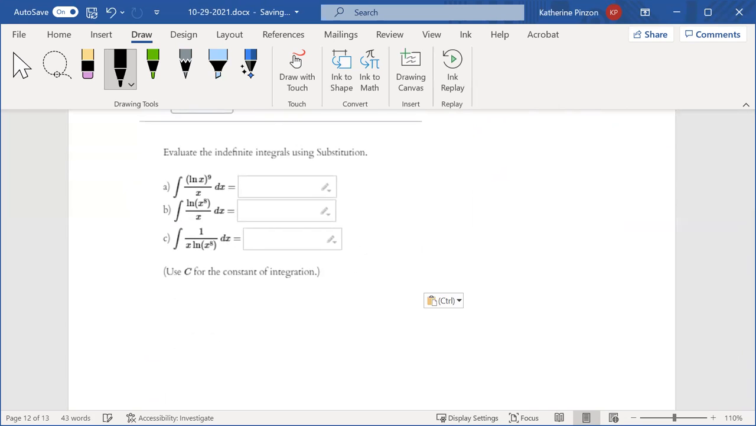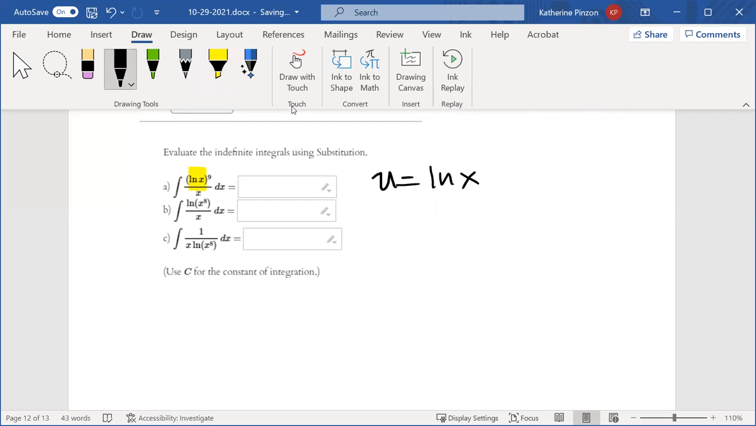Okay, we do not know how to integrate natural log, right? If natural log exists, I gotta pick it. That's the only hope I have. So what are you gonna pick for u in letter A? ln x. I'm not gonna pick the 9 because then I'm gonna get u to the 9th.